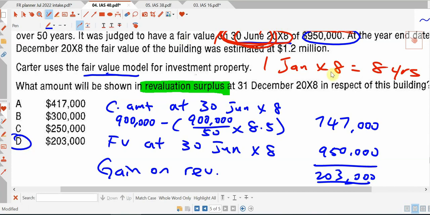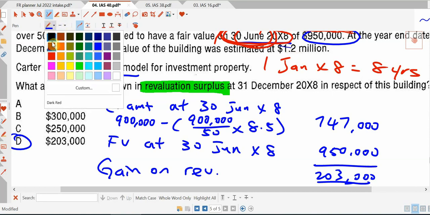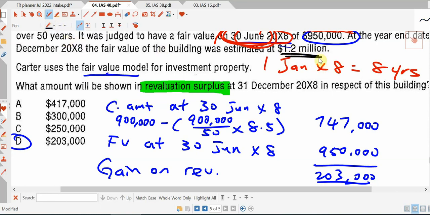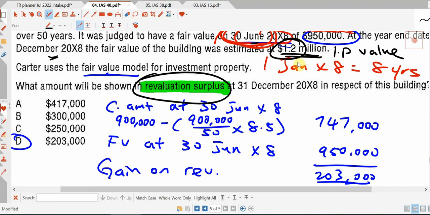That 1.2 million, this is to confuse us. Because we turn the asset to investment property after June, right? So when it comes to December, this is already the investment property value. So investment property value will go to P&L. It will not go to the revaluation reserve. So this is something to confuse us. If our basics are not strong, we can fall into the trap of using 1.2 million to calculate.